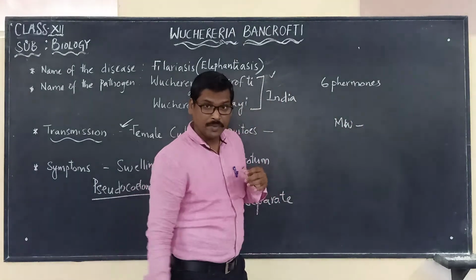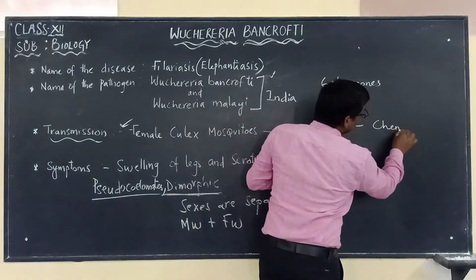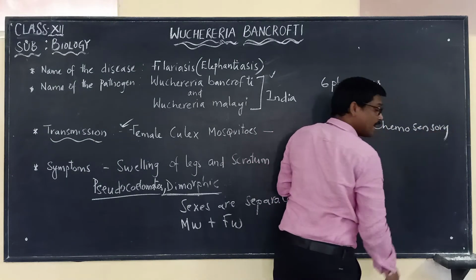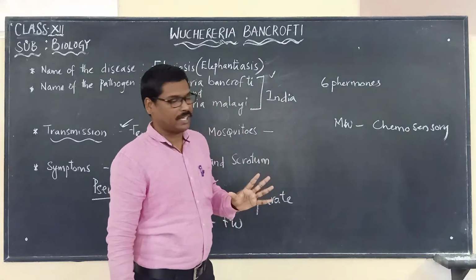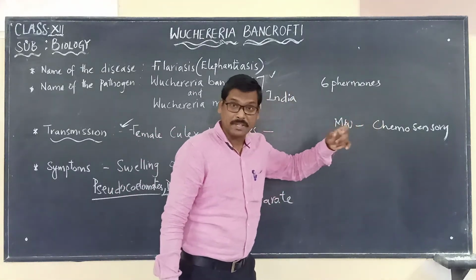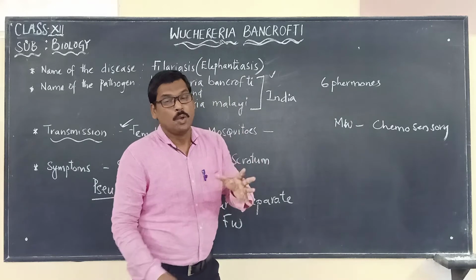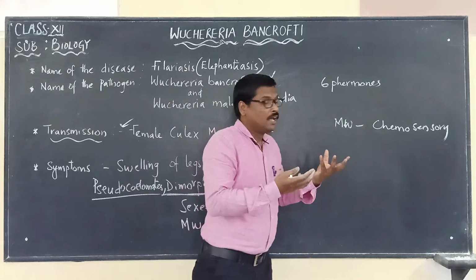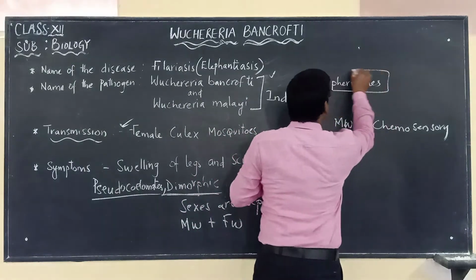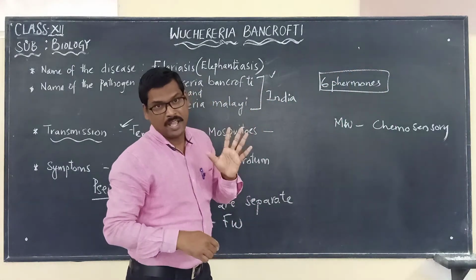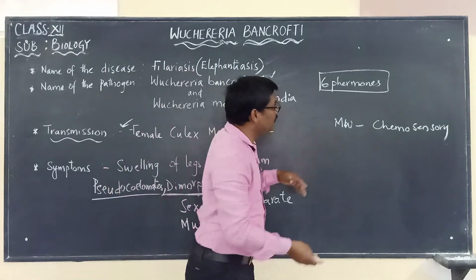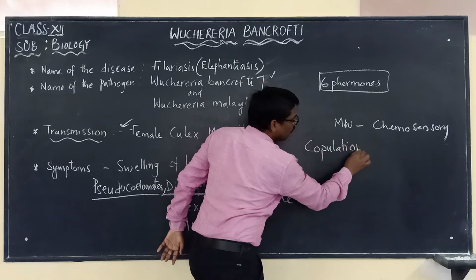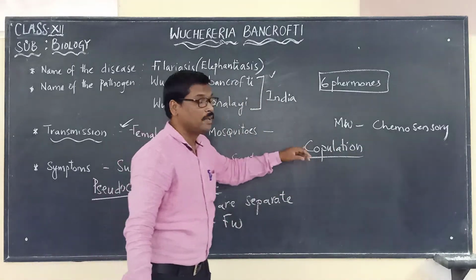The male worm will have chemosensory receptors. These chemosensory receptors present in the male worm will help in being attracted by the pheromones released by the female worm, and thereby the male worm is involved in the process of copulation.